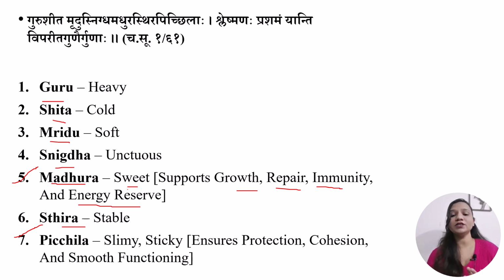Okay. Next one is repair. Due to the presence of Madhur rasa, Kapha dosha is able to perform the function of repair of the tissues. Next one, it gives immunity to the body, and also it acts as an energy reserve. Okay. The another guna which is mentioned by Acharya Charak other than Acharya Vagbhat is Picchil guna.